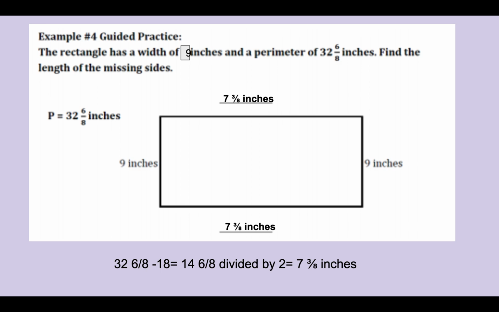Absolutely. So again, you take the total perimeter, then subtract the two side lengths together. So 32 and 6/8 minus 18. I got 14 and 6/8. But that's not our final answer. We need to divide that by 2 so we can split each side. And then our final answer was 7 and 3/8. That is the missing side length. It sounds like a lot, but in order to figure it out, you need to follow those steps. You're not always going to get all 4 side lengths.